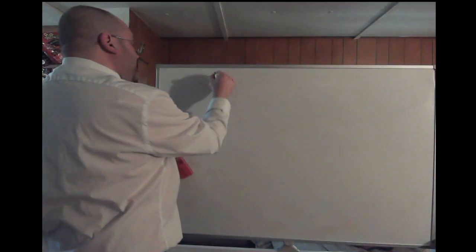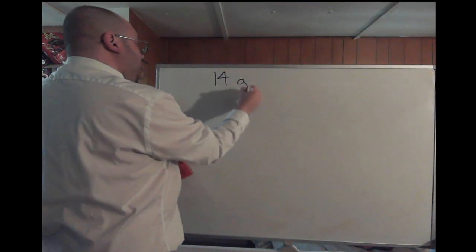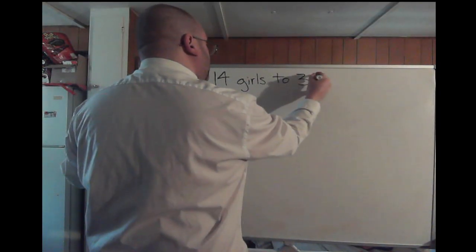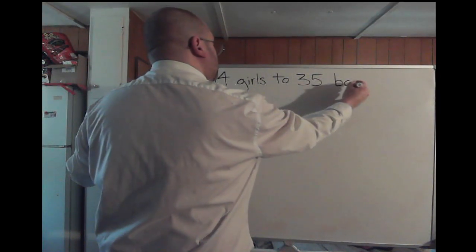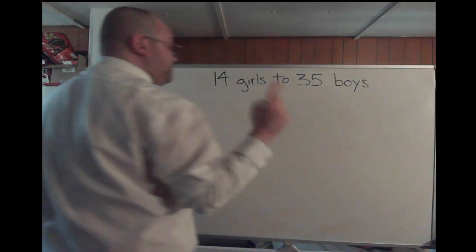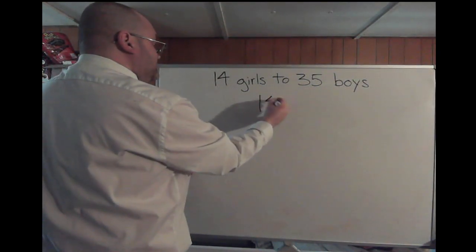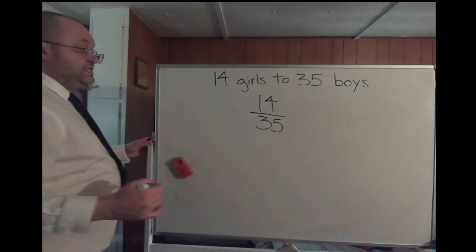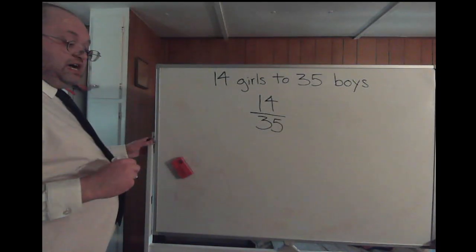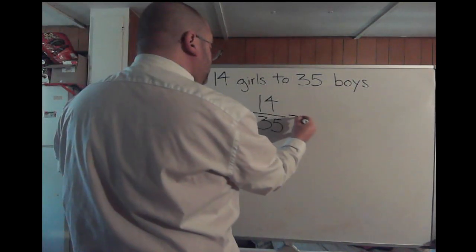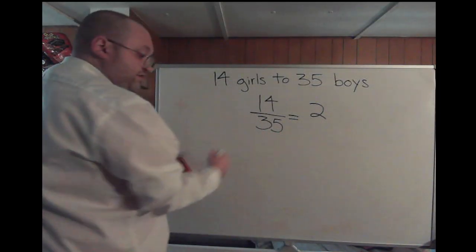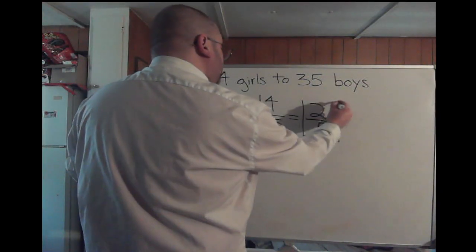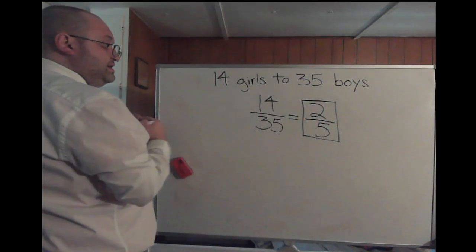Next, we could say we have 14 girls to 35 boys. So we got 14 girls to 35 boys. So that's in the ratio of 14 over 35. Well, we can clearly simplify 14 and 35. They both have a common factor of 7. 14 divided by 7 is 2. 35 divided by 7, well, that's going to be 5. So the real ratio is 2 to 5. It's 2 girls for every 5 boys.